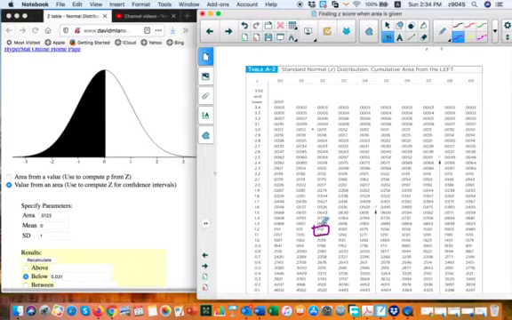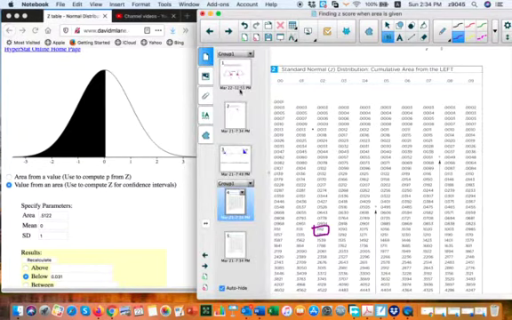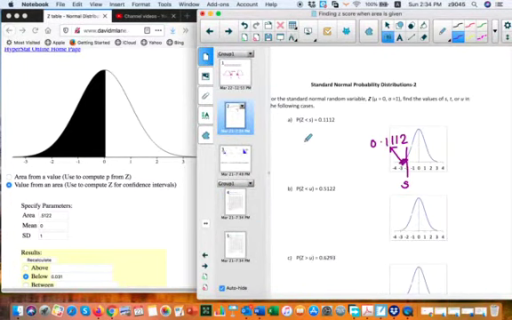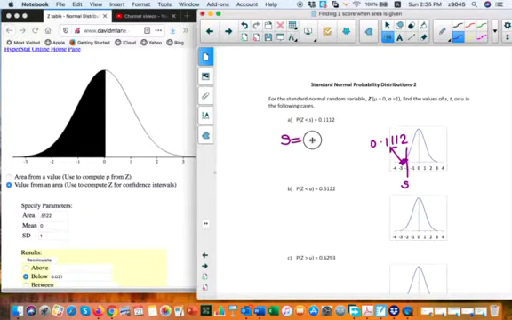So we can see that 0.1112 lies, or the z-score corresponding to that is minus 1.22. So minus 1.22 is the z-score for the given value of the area. So in this question, we have the value of s equals minus 1.22.